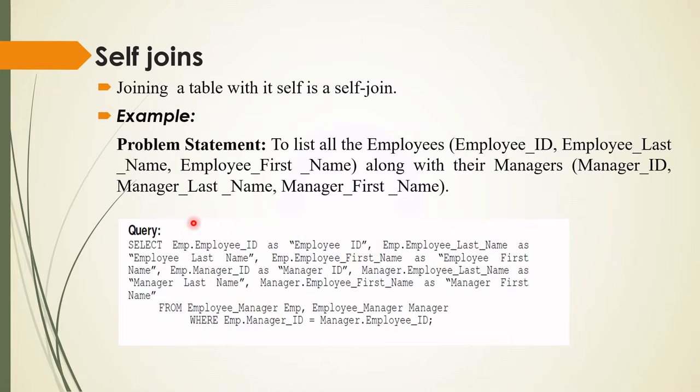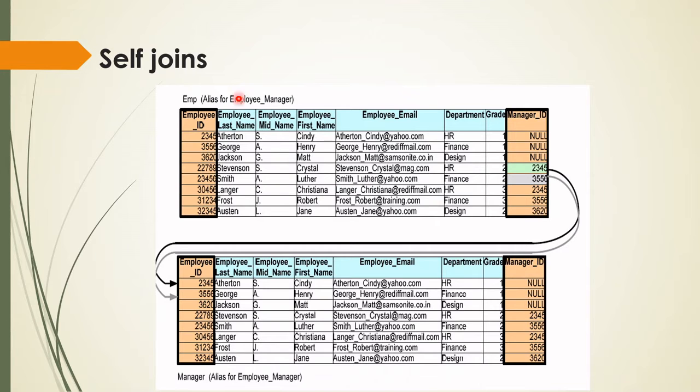Here we have to select employee ID, employee last name and employee first name. So select from which table? Employee manager, which is divided into two parts, EMP and manager. So we write EMP.employee ID as employee ID, EMP.employee last name as the employee last name, and EMP.employee first name as the employee first name. From that we are selecting employee ID, employee last name and employee first name from these aliases.